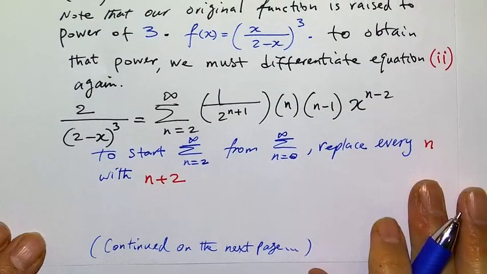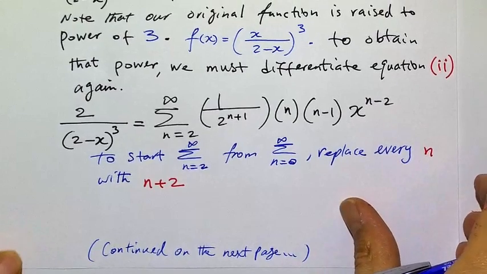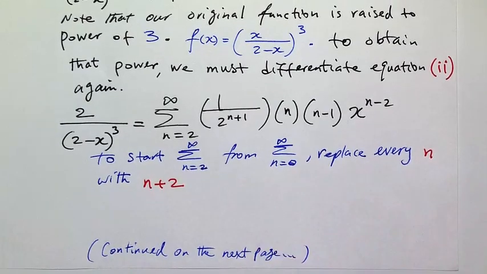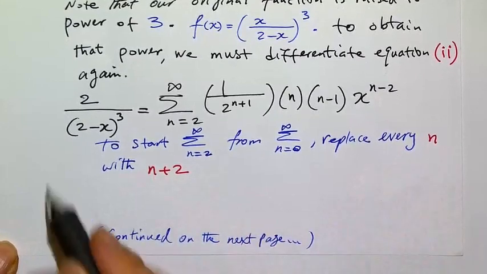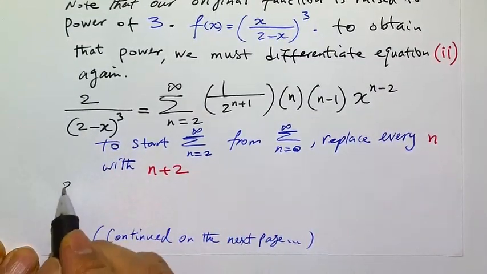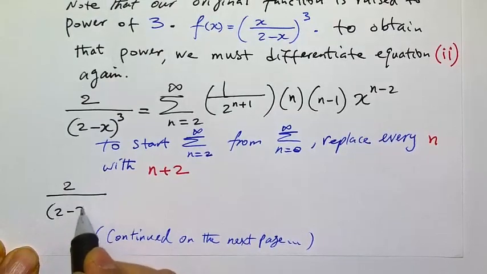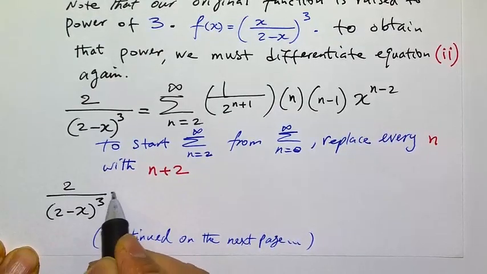Okay, so let's do that. Can I fit it here? Maybe I can. I think there's enough room here. So on the left, we have the same thing. We have 2 over 2 minus x cubed.